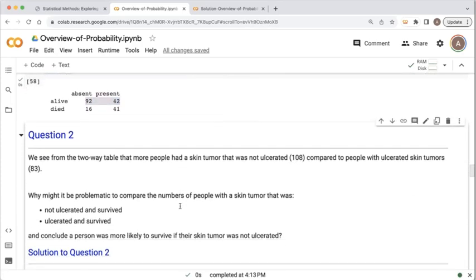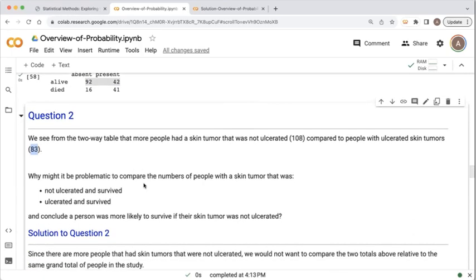We need to be careful because of the two groups that we're comparing. The group of people that had a skin tumor that was not ulcerated, that's 108, and that's a bit bigger than the other group that had ulcerated skin tumors. So we're almost comparing apples to oranges. One group has a different size to the other, so we don't just want to compare totals in these two groups. I don't just want to compare the 92 to the 42 in the two-way table.